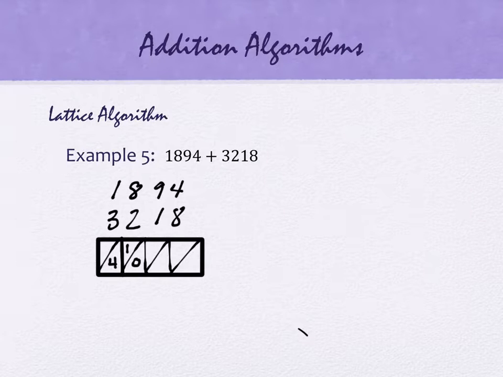So 2-digit numbers, larger value goes on top, smaller value goes on bottom. 9 and 1 is another 10, so the 1 goes on top, the 0 goes on bottom. 4 and 8 is 12, so the number 1 goes on top, the number 2 goes on bottom.